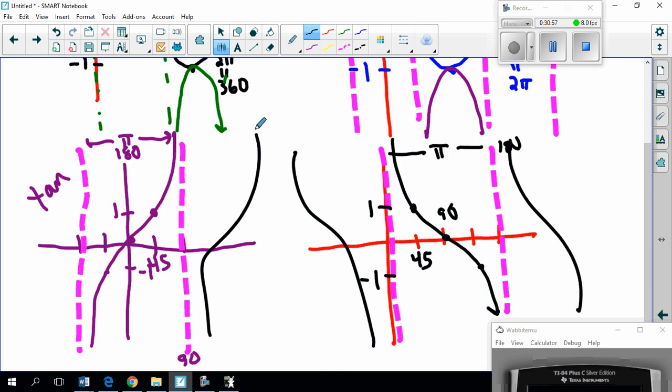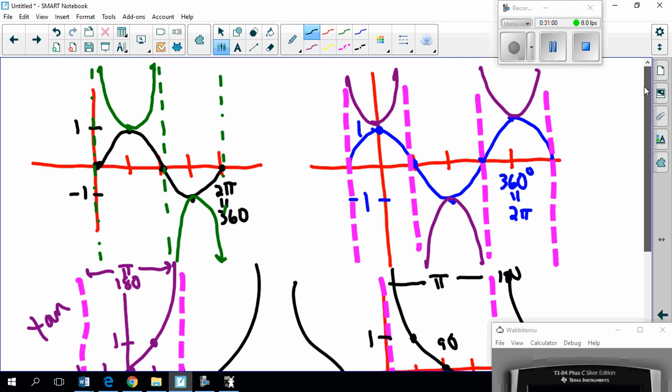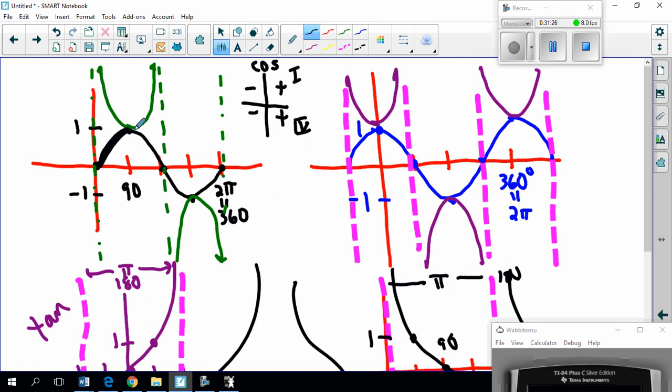But anyway, on the previous page, we said cosine, all students take calculus, is positive in the first and the fourth, and negative. Well, the first quadrant is 0 to 90, and here happens to be 90. See how cosine is positive? Oops, sorry. See, get on the cosine graph. See how cosine is positive?